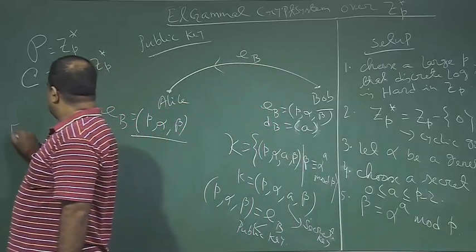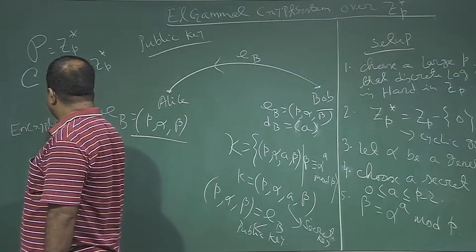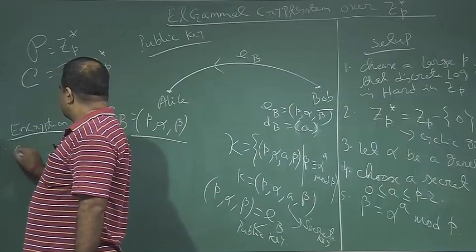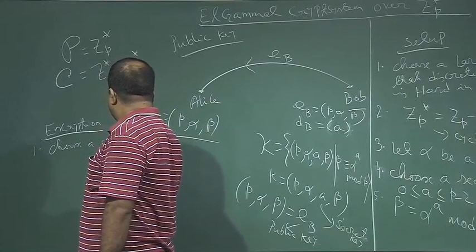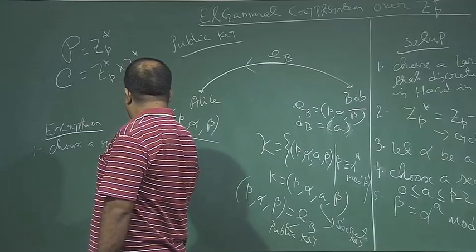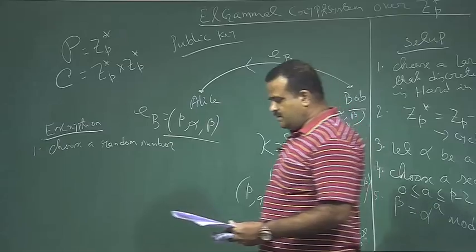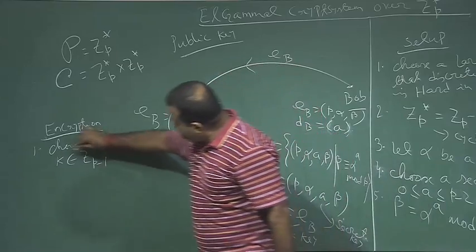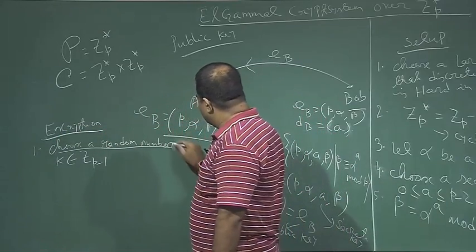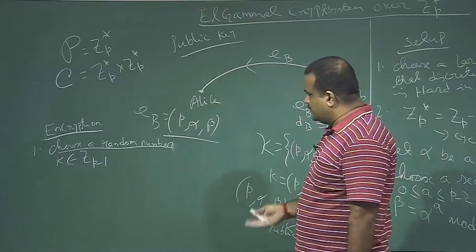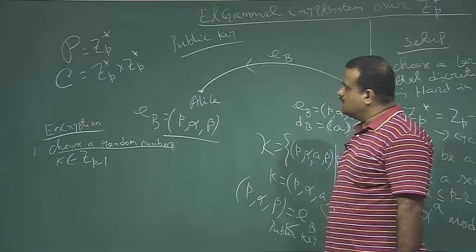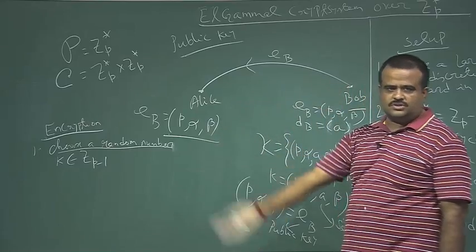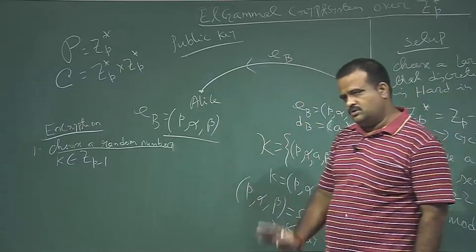Okay, so the encryption is as follows. This is the ElGamal encryption. For encryption, first Alice will choose a random number k from Z(p minus 1). This is the extra bit of secrecy. This has nothing to do with the key. This is a random number Alice is choosing, and it is not known to Bob. Maybe after choosing the message Alice chooses this. This is sort of a timestamp, nonce it is called, anyway.